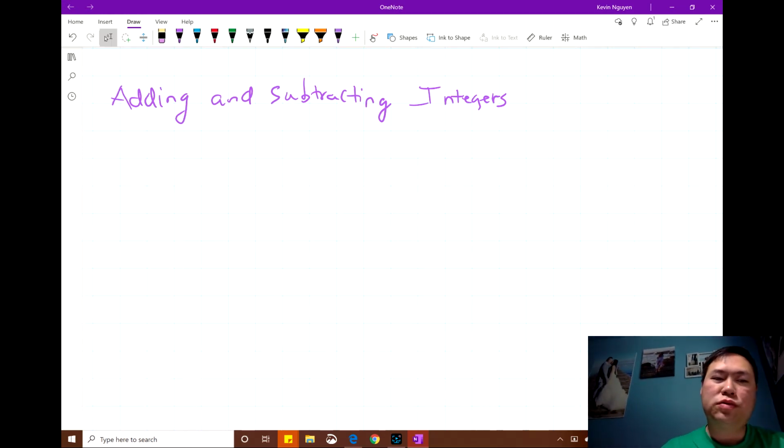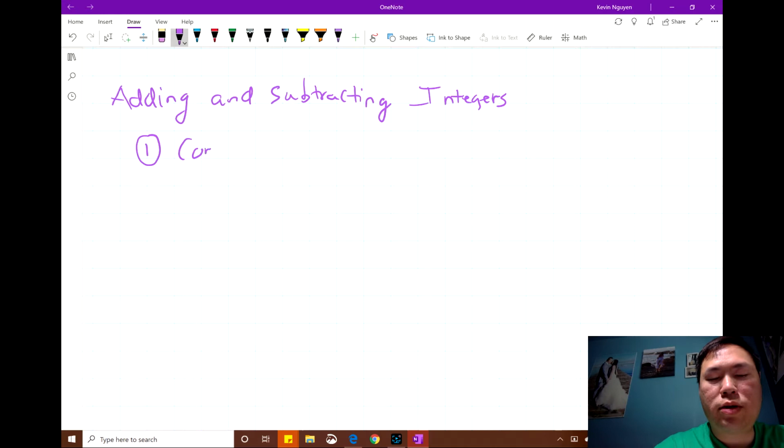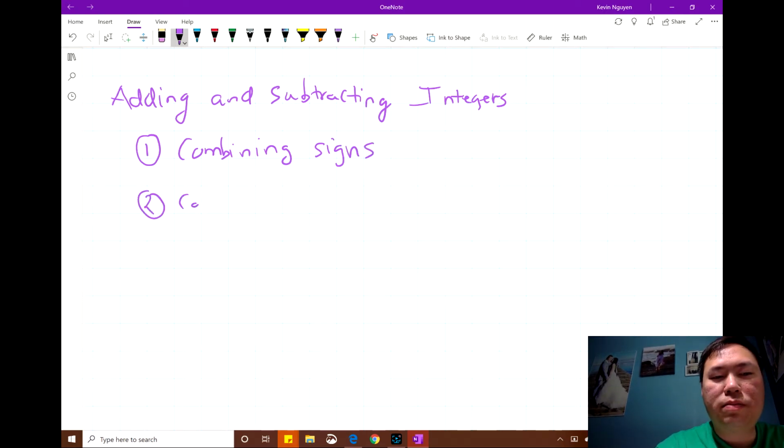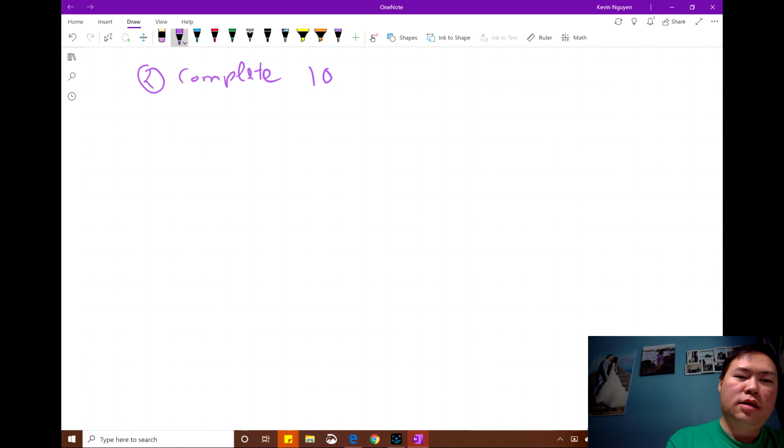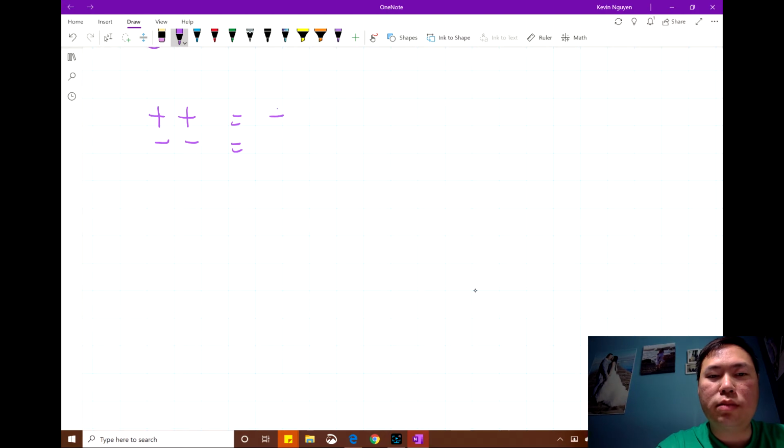The first one would be combining signs. I'm going to go over each of these separately. And secondly would be complete 10. Alright, so combining signs is like this. If you have a plus sign, multiply or combine with a plus sign, or if you have a negative sign, multiply or combine with a negative sign, if they're both the same sign, no matter which way, you're going to end up with positive.